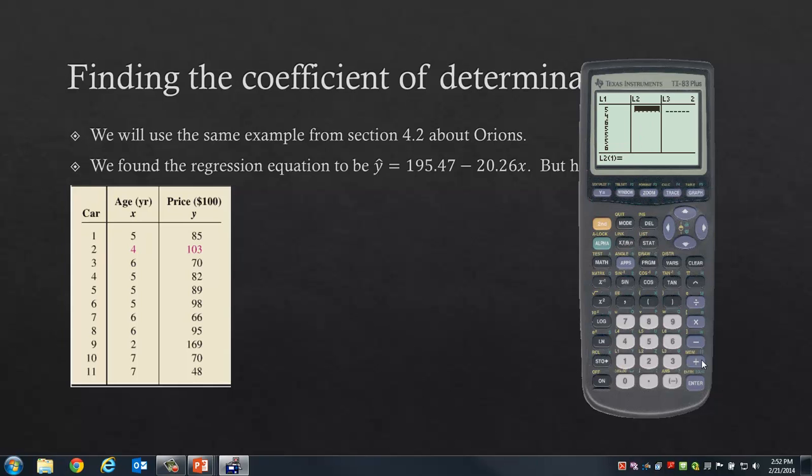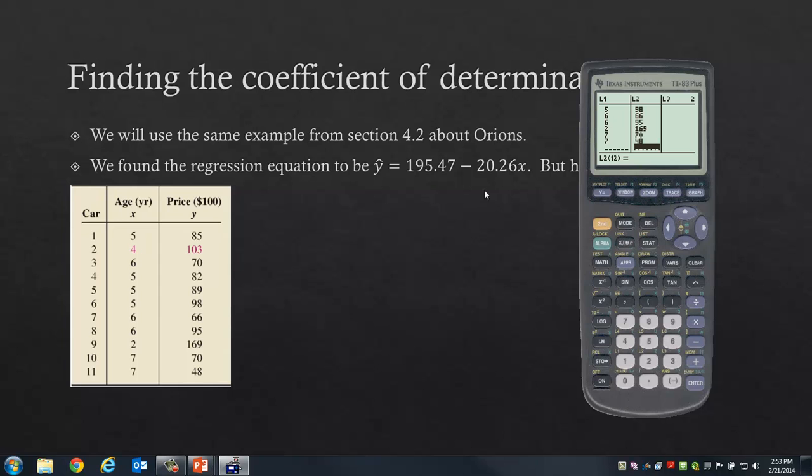Now mash your right arrow key, and that takes you up so you can do the Y values. So go ahead and punch that out. And as you're typing this in, just remember to make sure you type it in correctly so you don't make any careless errors with this. 98, 66, 95, then we've got 169, 70, and 48. Alright, so we have our data typed in.